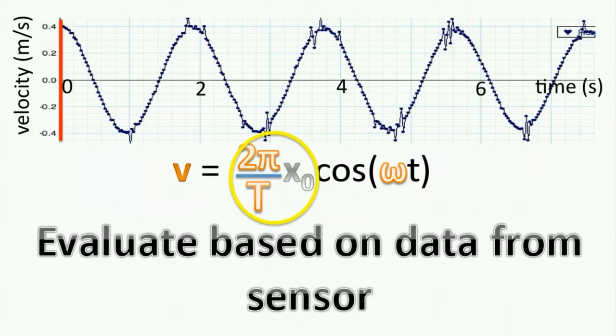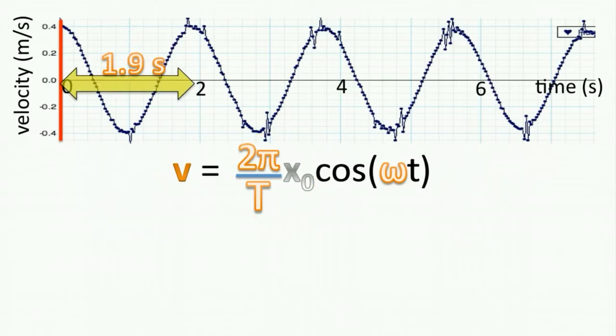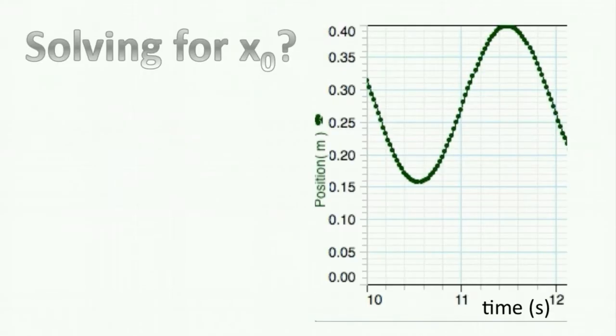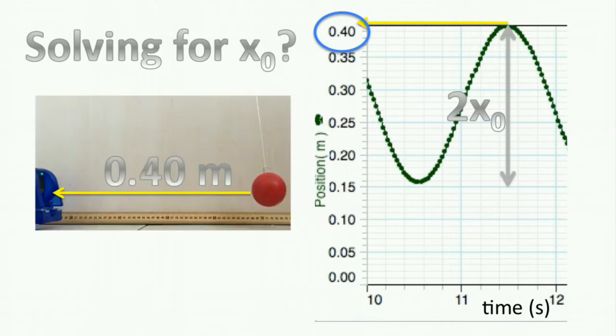And we're going to evaluate this based on the data from the sensor. Once again, the period is 1.9 seconds. What about the amplitude? Well, let's solve for the amplitude using the position time graph. Notice I have drawn an arrow, and that arrow represents 2 times the amplitude. Well, the peak height of the position time graph seems to be at around 0.40 meters.